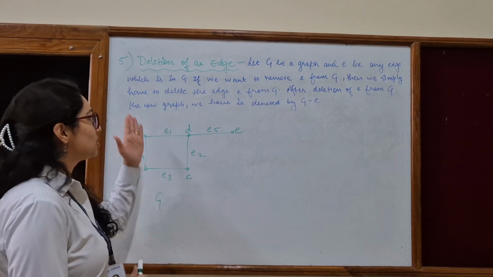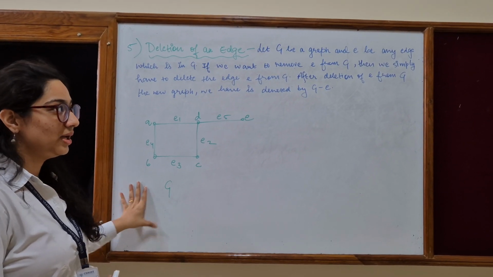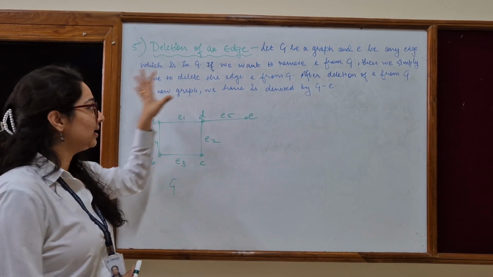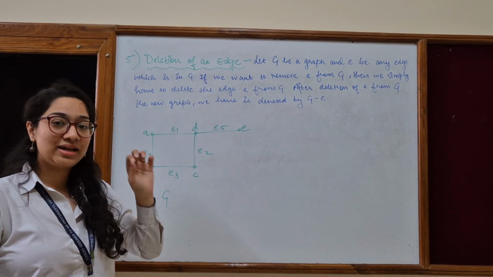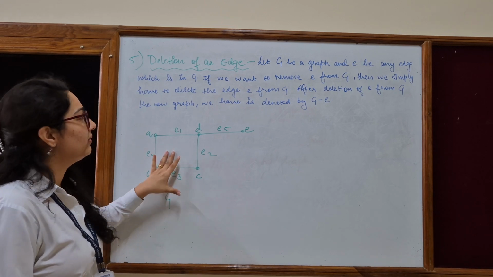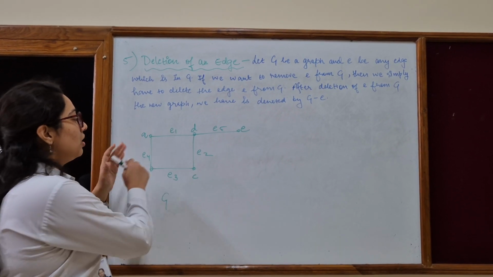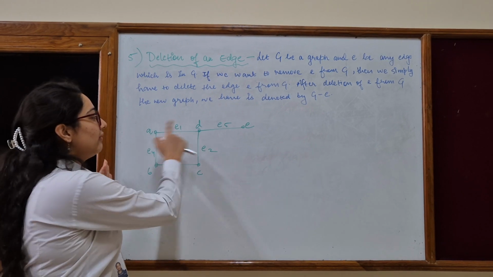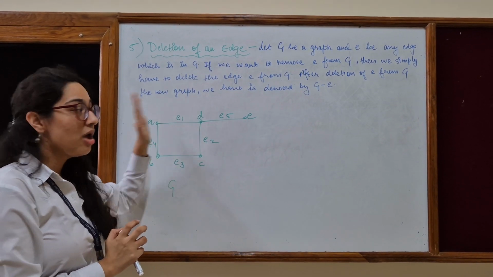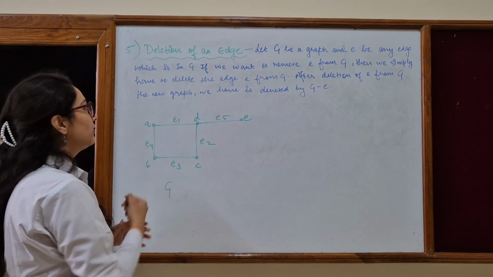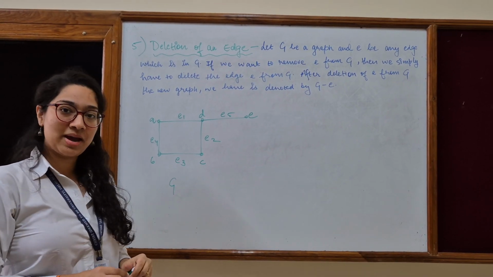So the fifth operation is deletion of an edge. Here, if we have a graph G and E is any edge in G, and we want to remove that edge E from G, then we simply have to delete the edge from the graph. Unlike with vertices, we don't have to remove anything else. After deletion of E from G, the new graph is denoted by G minus E.